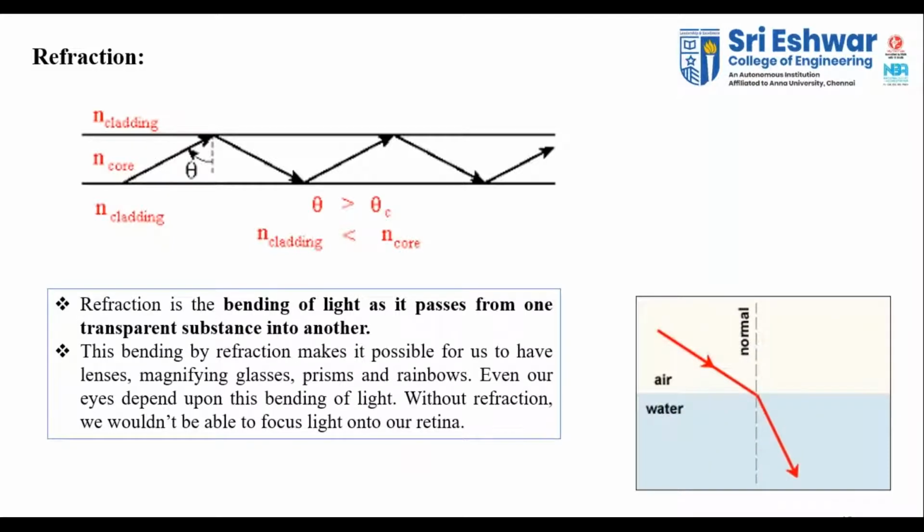You see this one. Here, the bending of the light happens as it passes from one medium into another medium. Here the light bending happens, and also the speed of the light changes.